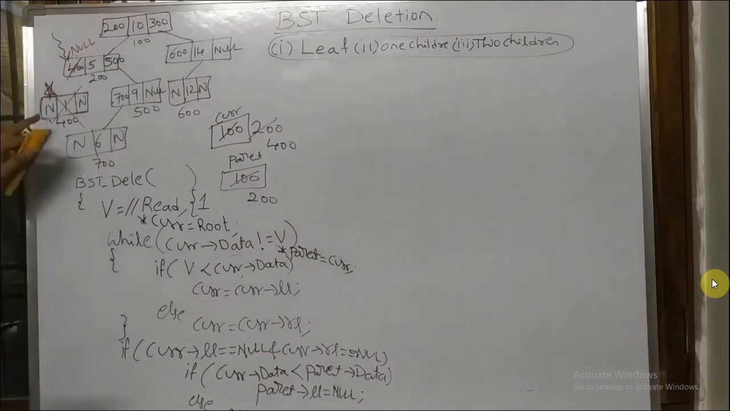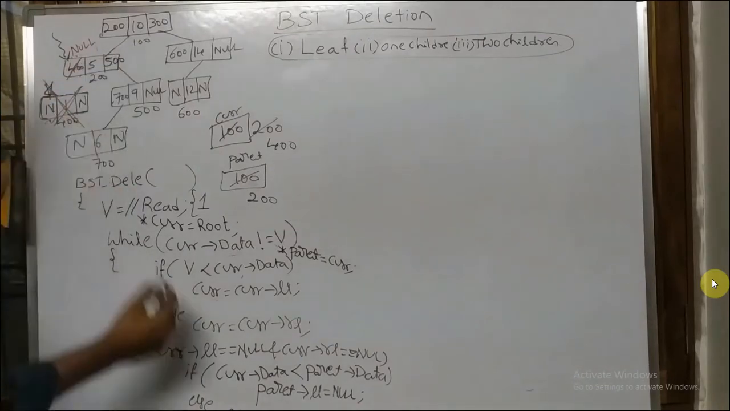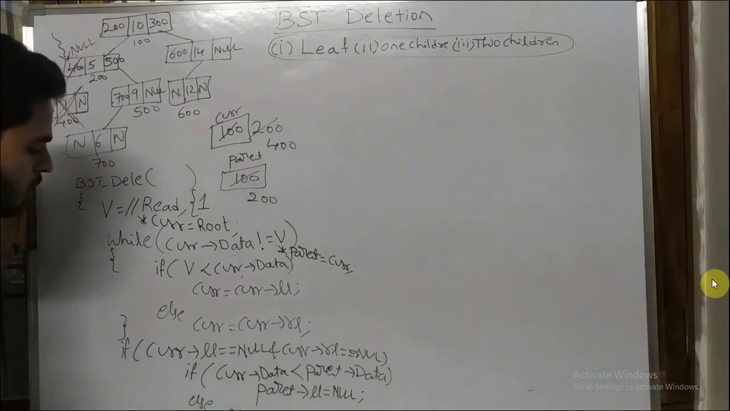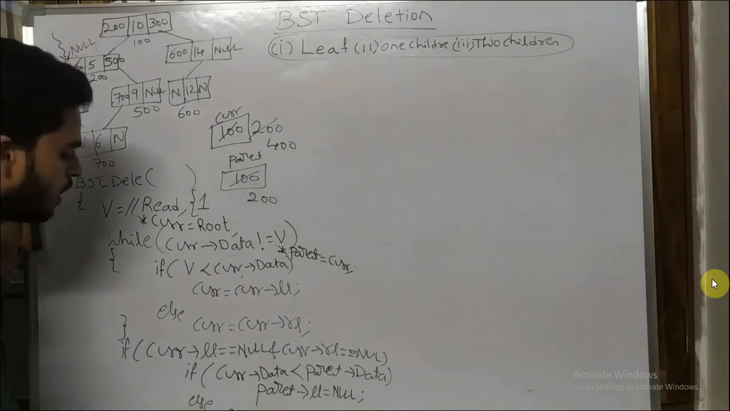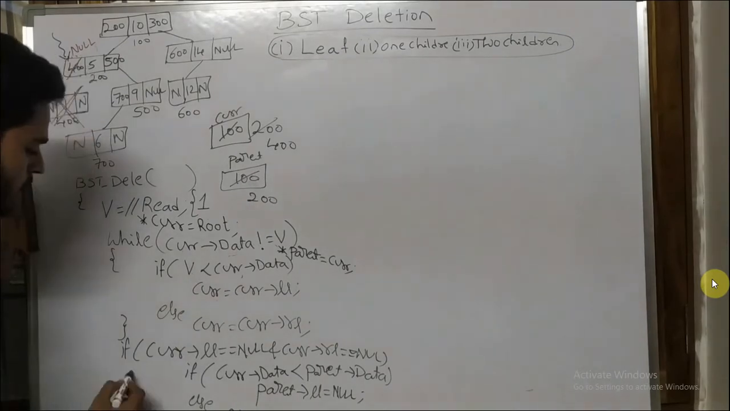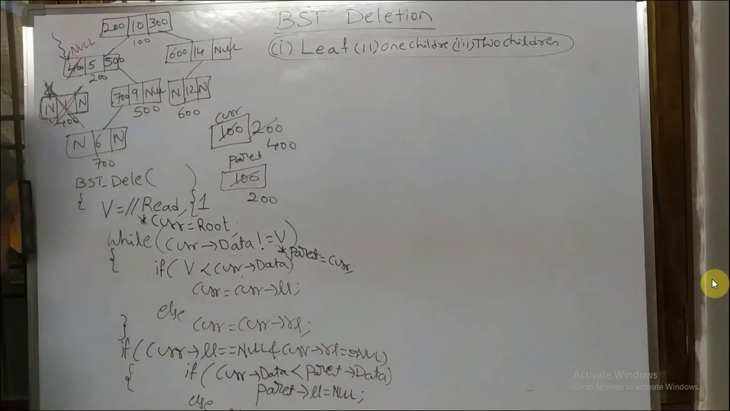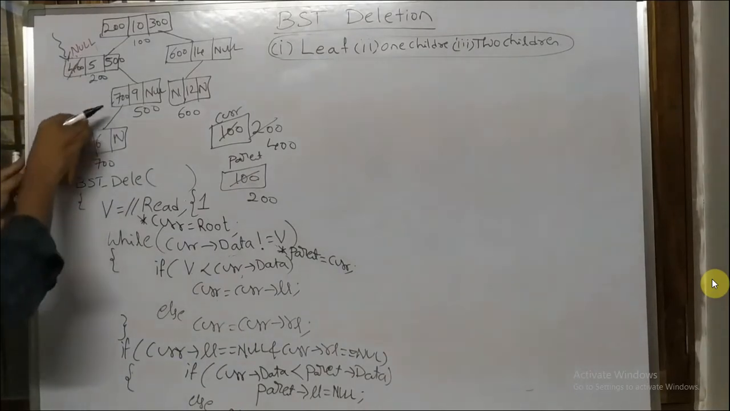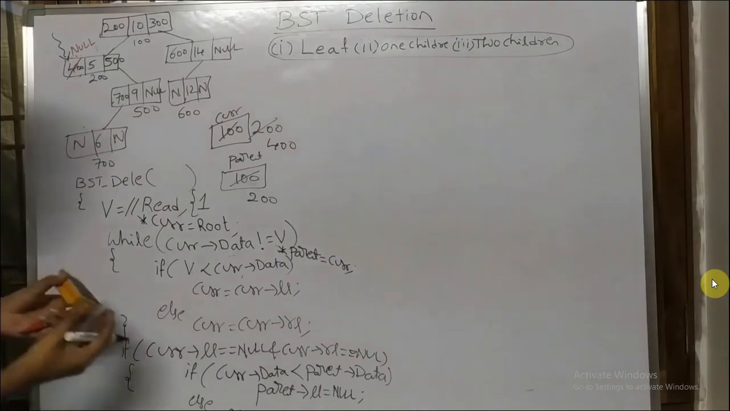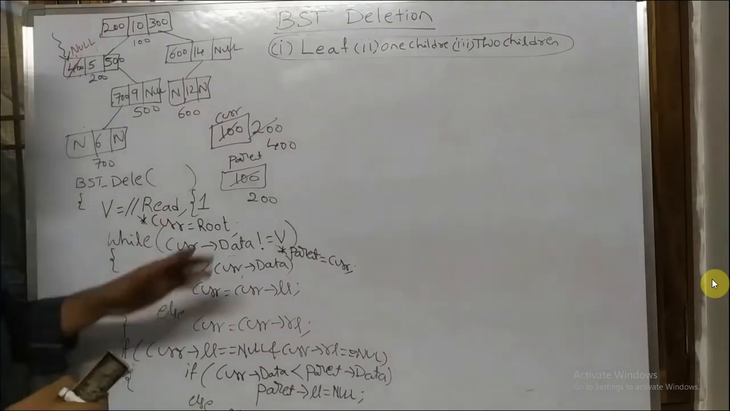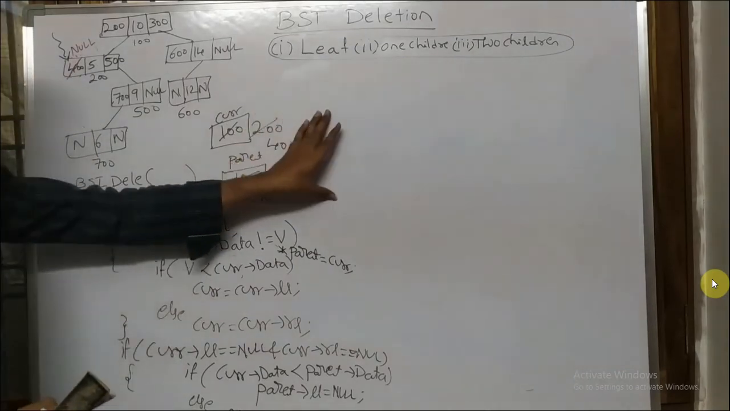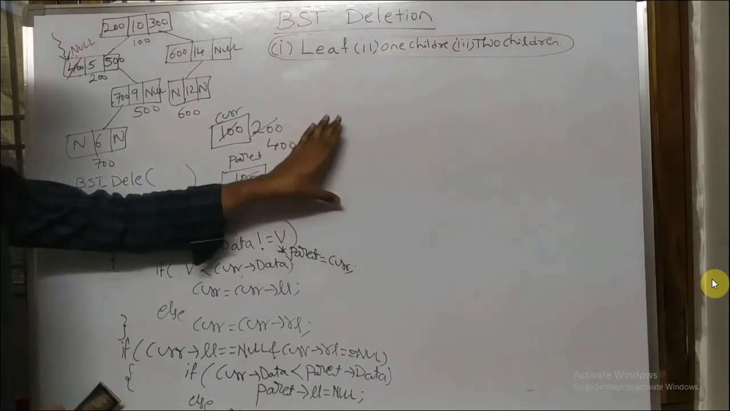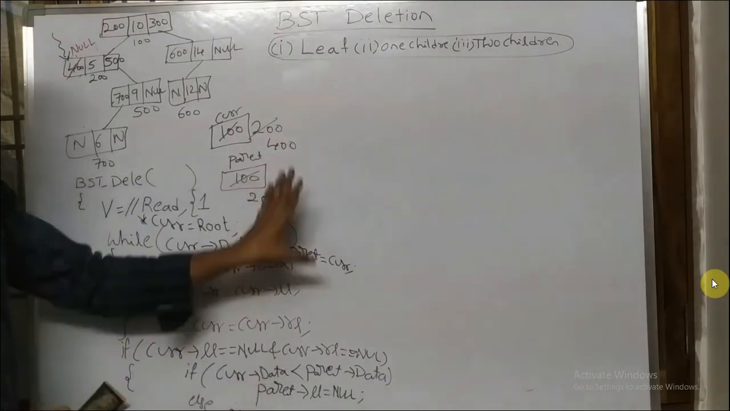After making this null, what you need to do? You need to delete this one. So you can simply write free(current). You can simply write free(current), then it will be deleted. Okay, now. Up to here we have written the logic for whatever data the user entered, if it exists and that particular node is a leaf node, I am going to delete it.